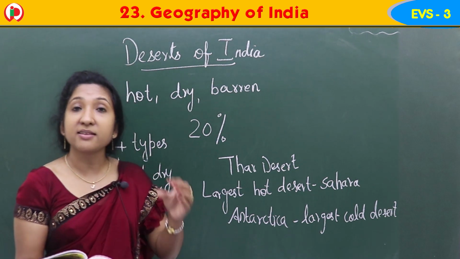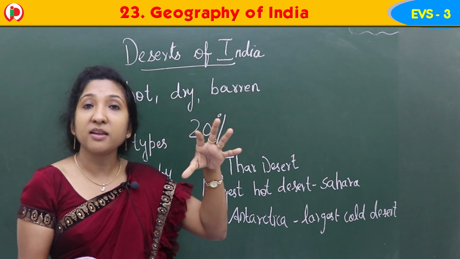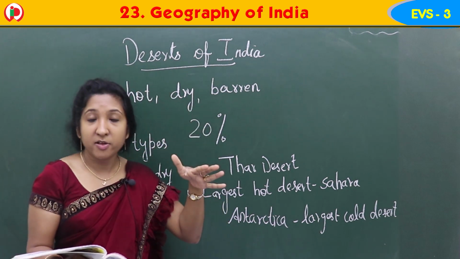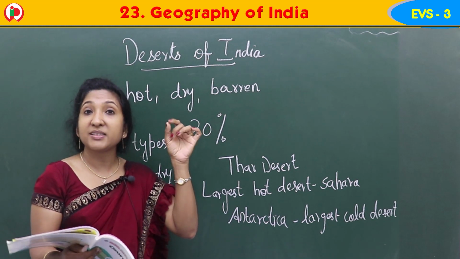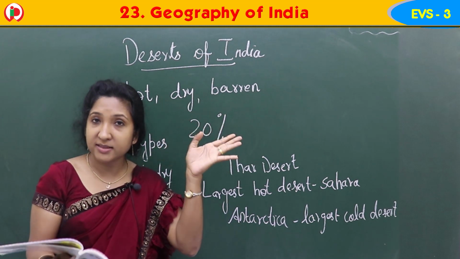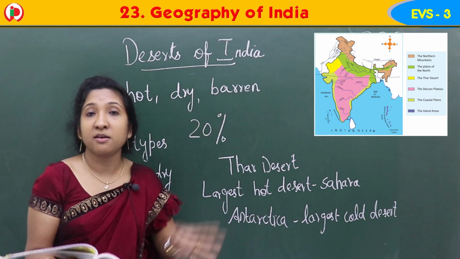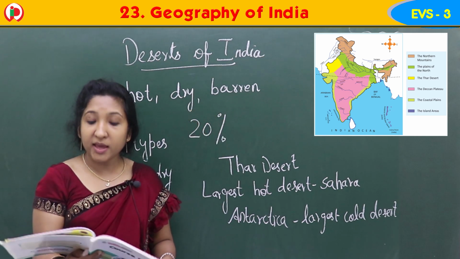In India map we can see deserts colored with yellow color. Yellow color means it is desert. So in India map yellow color represents desert. Here in the India map you can see the yellow colored one, desert area. It is in the western part of India.